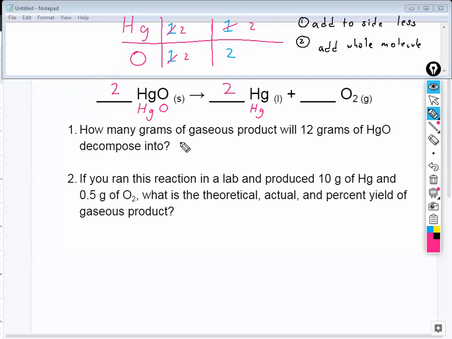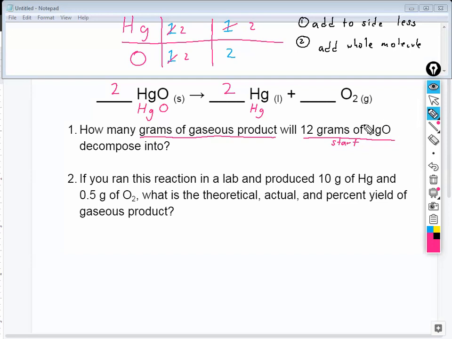Okay, so that's step 1. Now let's look at the problem. It's asking us how many grams of gaseous product will 12 grams of HgO decompose into. If we have a number next to a chemical, we know that's usually going to be our starting number. This is what we're starting with.